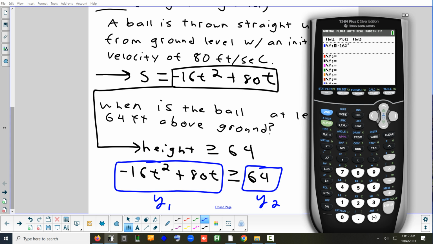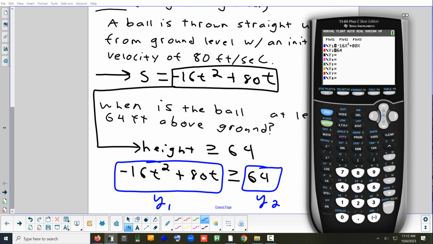No, you can't, because it'll think t is a number. You can store a number in a letter on the calculator, so it'll just think t is some number that you stored, not a variable. So negative 16x squared plus 80x, put that in y1, and put 64 in y2.